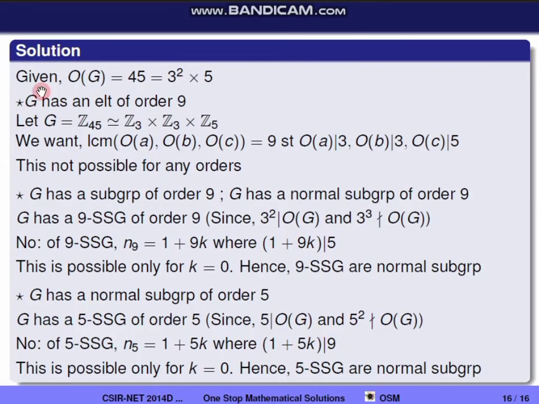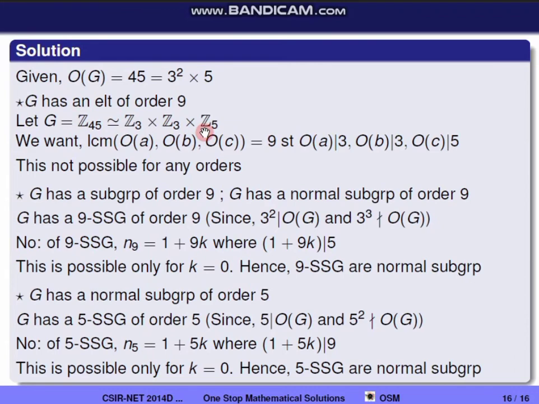So they are given the order of G equal to 45, and it can be prime factorized as 3² × 5. So we'll check the options one by one. G has an element of order 9. So we'll check that statement. Suppose I take G to be an abelian group, then G can be isomorphic to Z_45, and Z_45 can be isomorphic to Z_3 × Z_3 × Z_5 using the first concept.